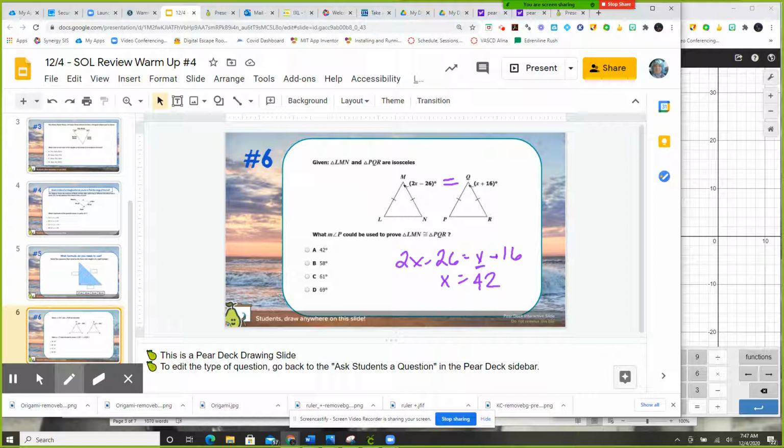So is 42 my answer? Is it? Why not? It's one of my answer choices. Oh, I'm not answering the question that's being asked. So it can't be A, and they will do this to you. This test is so mean. So how do I turn that x into angle P? Because angle P is this one. I love that idea. Before I do that, though, do I have to substitute this in and get angle Q?